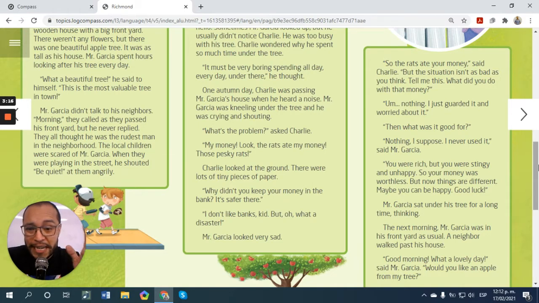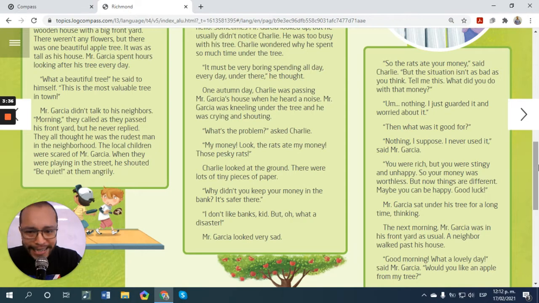There were lots of tiny pieces of paper means that he took a look and there were many pieces of what looked like money. Yes? So, it looks like Mr. Garcia here was hiding something. He wasn't actually taking care of the tree.